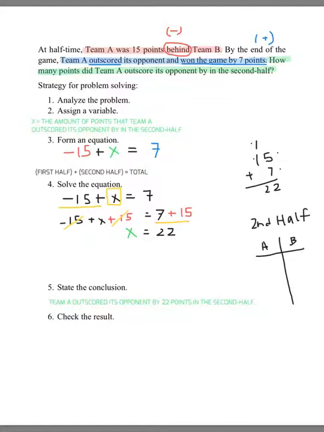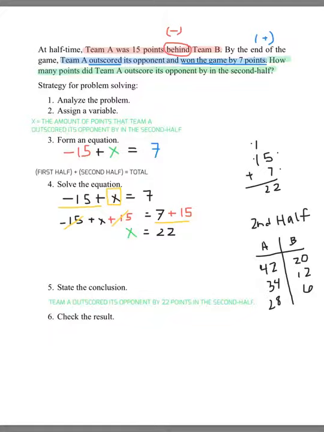So suppose Team B scored 20 points in the second half. Then Team A outscored them by 22 points, so that means they made 42 points in the second half. If Team B only made 12 points in the second half, then since Team A outscored them by 22 points, that would mean they made 34 points in the second half. And if Team B, say for example, only made 6 points in the second half, then that means Team A made 22 more than that, so that's going to put us at 28.